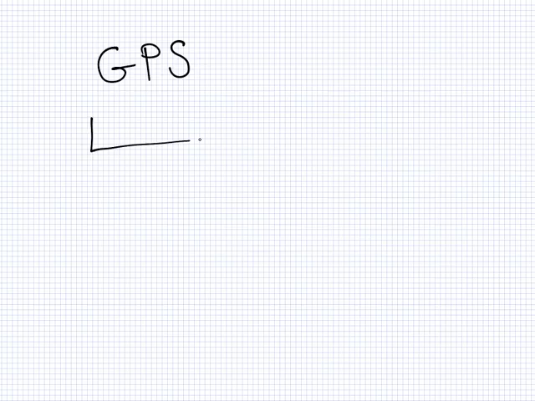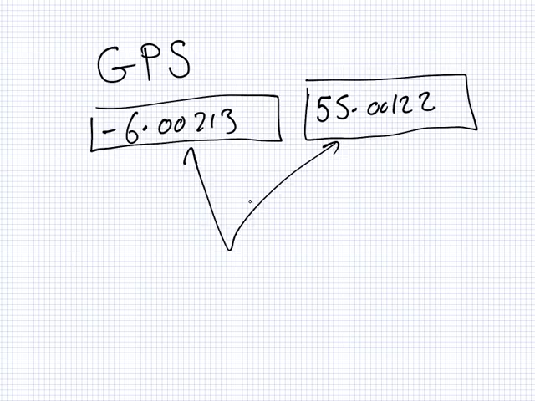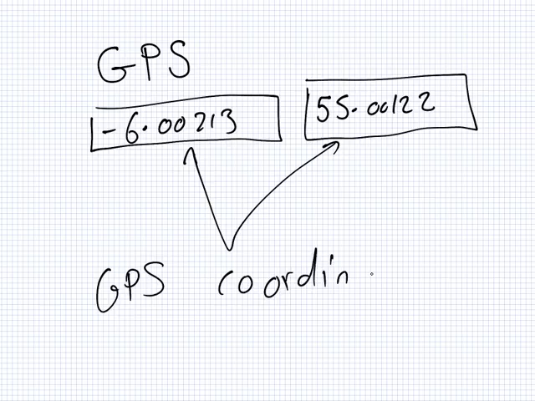So you can type in on your GPS something like minus 6.00213 and, I don't know, 55.00122. And then when you get in the car, it will take you there. It will tell you how to get there. Well, these are called GPS coordinates. So these words have meaning outside maths as well.